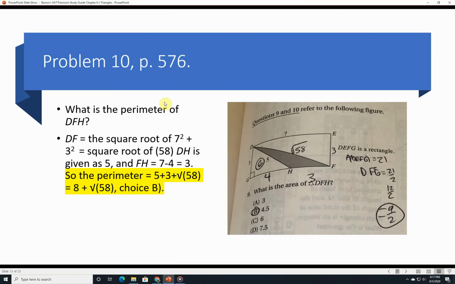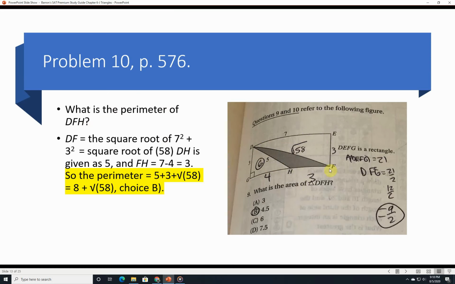Alright, problem 10, page 576. What is the perimeter of DFH? Well, we already know that this is 5, and since this is 7 and this is 4, it's a rectangle, so these sides have to be the same. GF has to be the same length as DE. You know HF is equal to 3. That's super easy. And we know this is 5, so 3 plus 5 is 8.